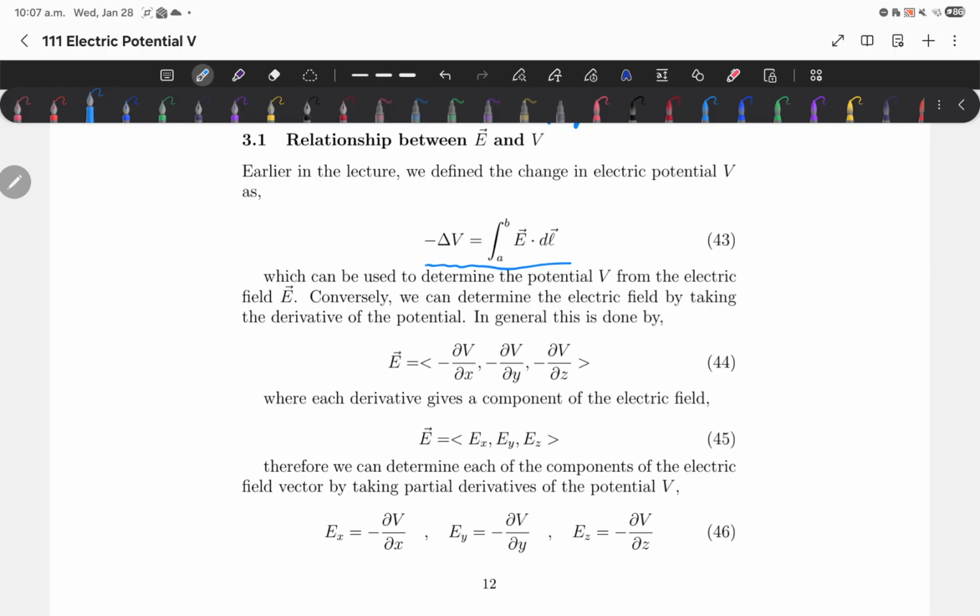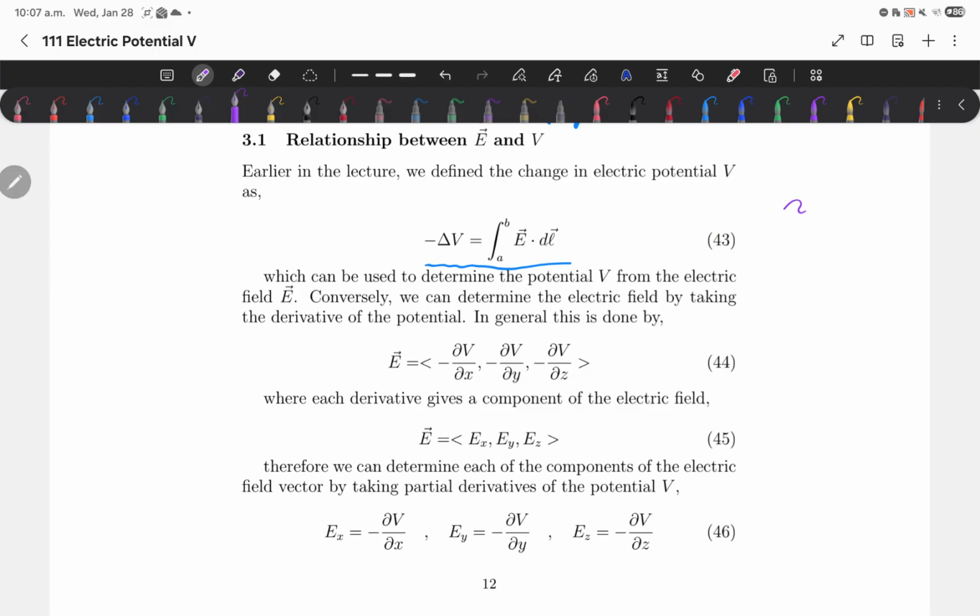Think back to mechanics last semester. Velocity was the time derivative of position. But on the flip side, position was the integral of velocity. Right? Those go back and forth. If you take a derivative of something, the integral is like the inverse operation. That is also true for all these quantities we define. So potential difference is the integral of the electric field.